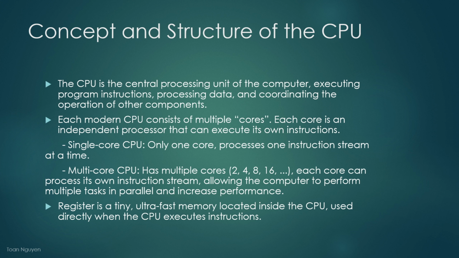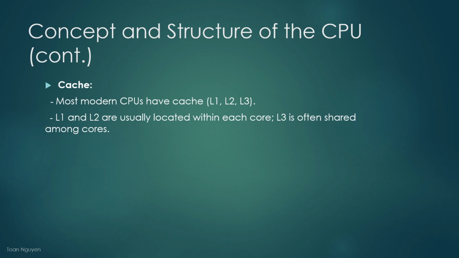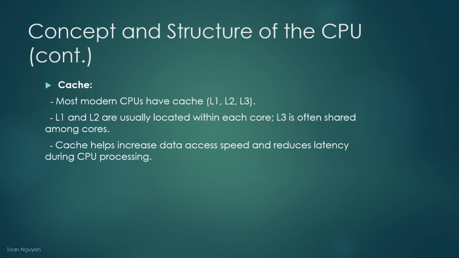Registers. Registers are extremely fast, very small storage units located inside the CPU used directly during instruction execution. Next, cache. Most modern CPUs have 3 cache levels: L1, L2, and L3. L1 and L2 caches are allocated per core. L3 cache is shared among cores. Cache is used to speed up data access. It reduces latency during CPU execution.